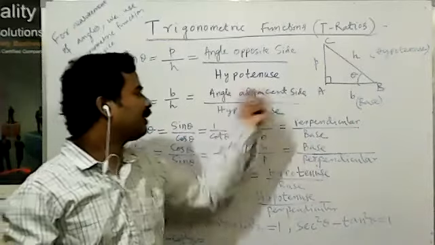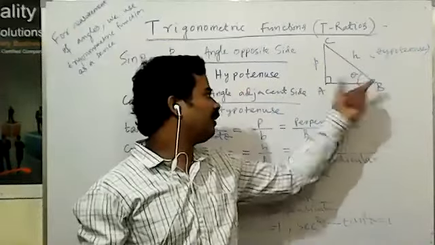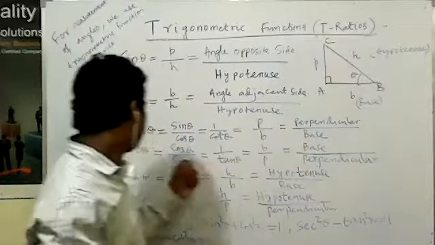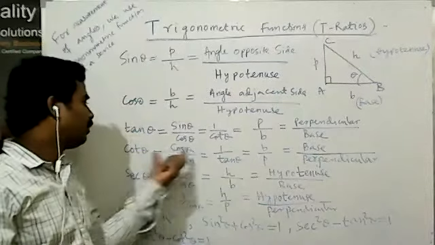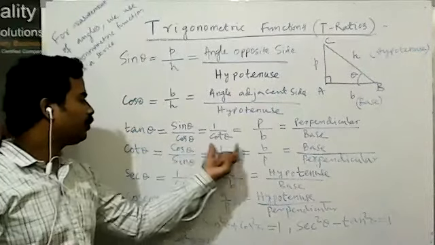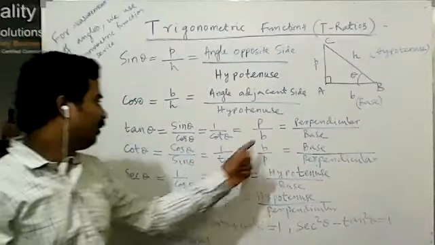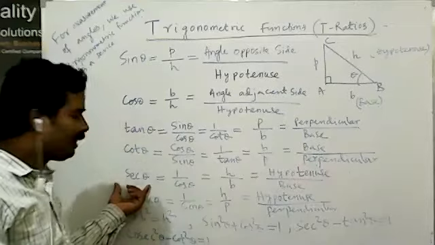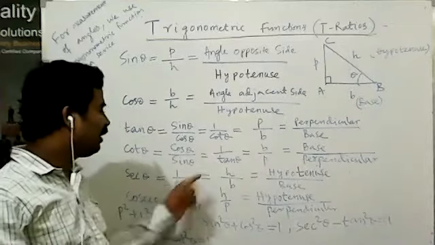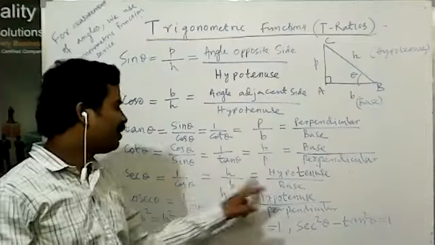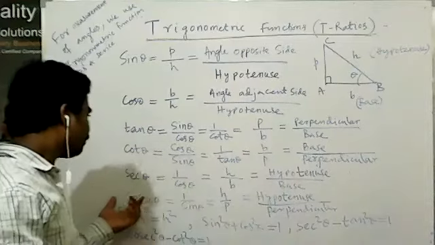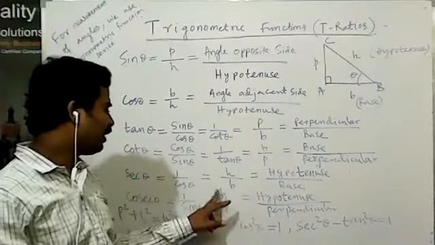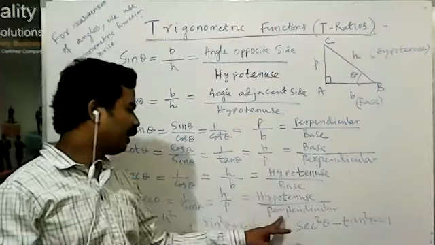Here this is the angle, this is the adjacent side, this is the opposite side, this is the hypotenuse. So that's why cot theta is equal to cos theta by sin theta, which is equal to 1 by tan theta, that is base by P, means base by perpendicular. Sec theta is equal to 1 by cos theta, that is equal to H by B, means hypotenuse by base. Similarly, cosec theta is equal to 1 by sin theta, that is H by P, hypotenuse by perpendicular.